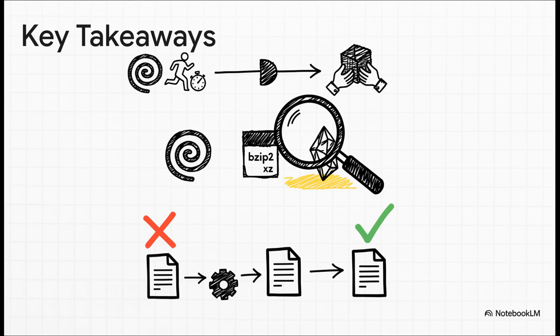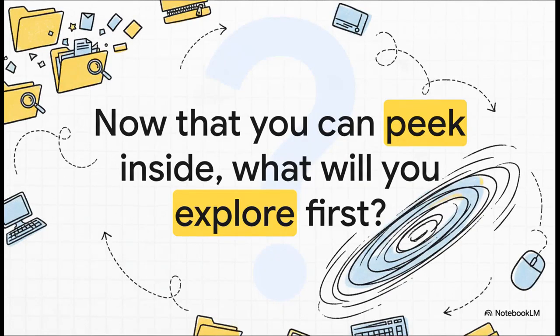And really, the most important takeaway is this. You don't have to uncompress a file just to read it anymore. Seriously, start using these commands. It's a total game changer. And that's your quick guide to handling compressed files like a pro in Linux. It's a small skill for sure, but it has a huge impact on how fast and efficiently you can work. So now that you have this power to instantly look inside any compressed file, what are you going to explore first?